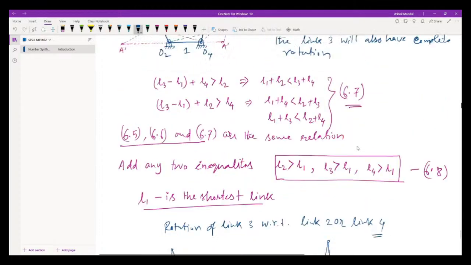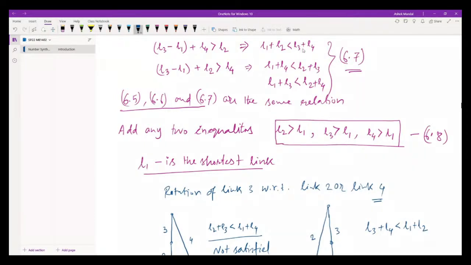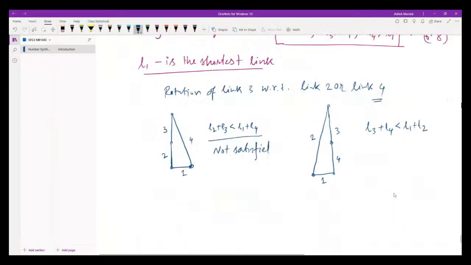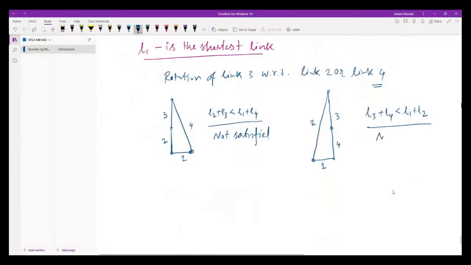Let us go back to these inequalities. Link 1 plus link 2 is less than the length of link 3 plus link 4, which is also not satisfied. If these two things are not satisfied, then from this we can say that link 3 cannot complete a rotation with respect to 2 or 4.